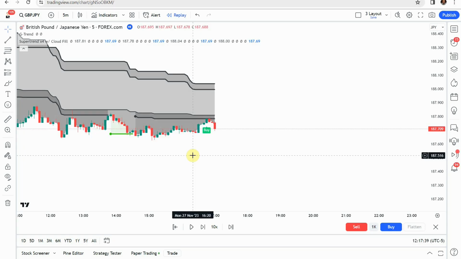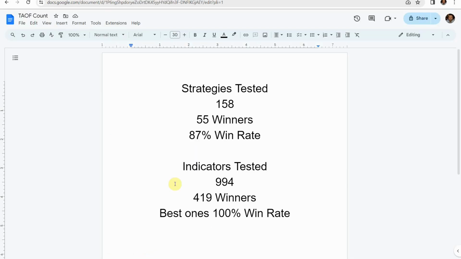Alright, as I said, today we will be testing a 5-minute scalping strategy. Before we do though, wanted to put the testing scoreboard up for everyone to see. So to date, we have tested a total of 158 different strategies, with 55 of them being winners. The best one so far was able to achieve an 87% win rate. That was achieved with the Academy of Forex indicator. We have also tested a total of 994 indicators, with 419 of them being winners.